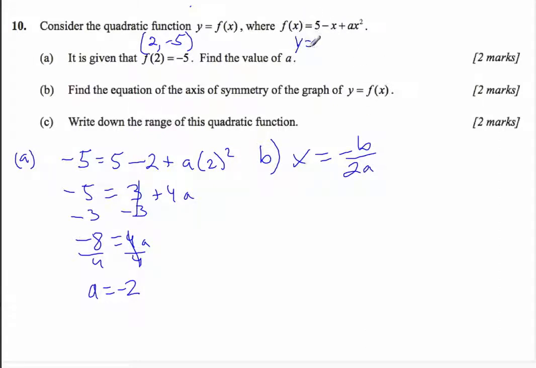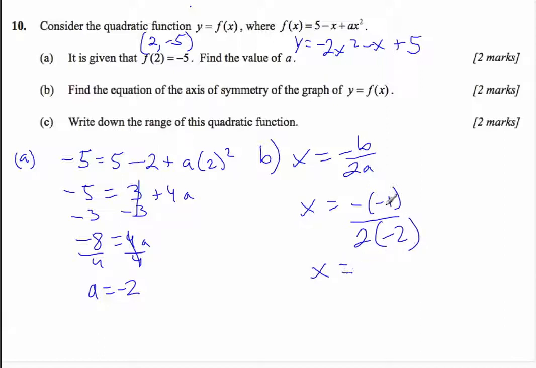Let's just rearrange this a bit first, though. Now we calculated a is negative 2, so I'm going to write negative 2x squared minus x plus 5. So now it's in the correct order. The b value here is negative 1, the number in front of x is negative 1, so it's negative negative 1 over 2 times the a value, which is negative 2. And the axis of symmetry is going to be 1 over negative 4, which is just negative 1 quarter. So the axis of symmetry is x equals negative 1 quarter.